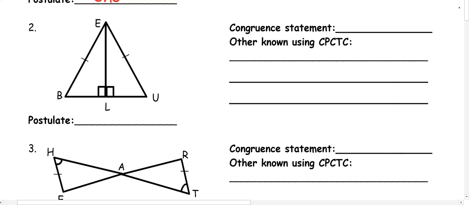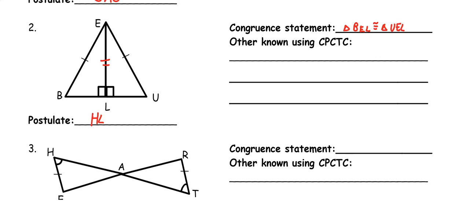Number 2, in this triangle, we also have reflexive property again. So EL is congruent to itself. So in this case, we have a right angle, the side across from it, and one of our legs. So this would be HL. So our congruency statement could be that triangle BEL is congruent to triangle UEL.